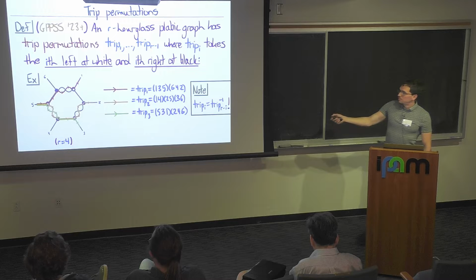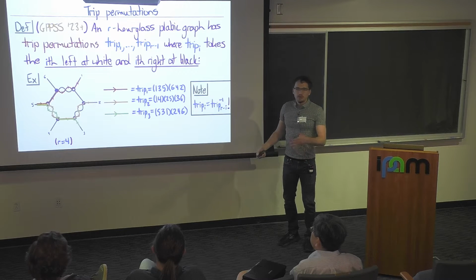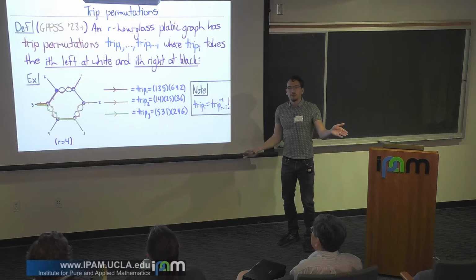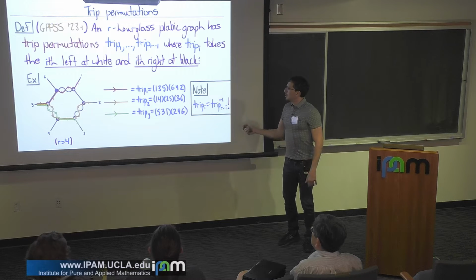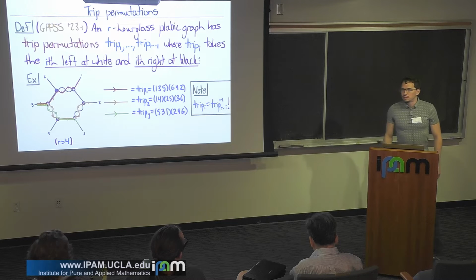So one cute thing about this setup is because we're R-valent on interior vertices, the ith left is the same as the R minus ith right. So this leads to a nice symmetry, and really only half the trip permutations are actually interesting.